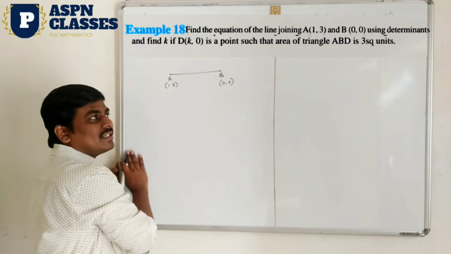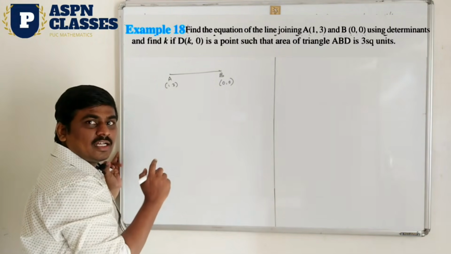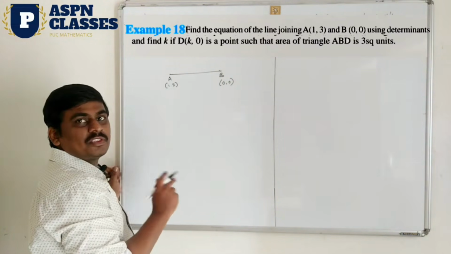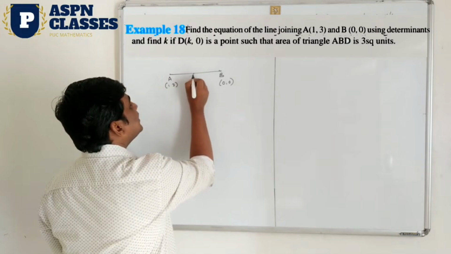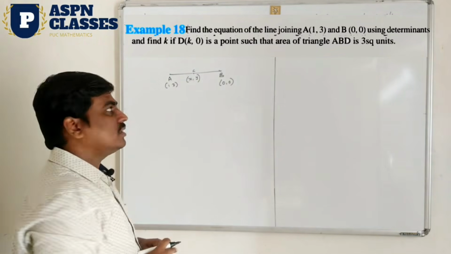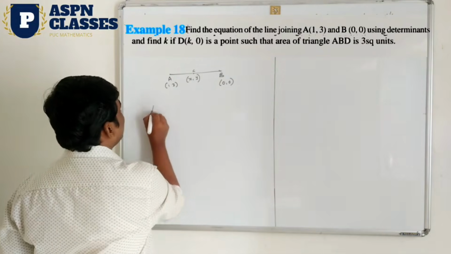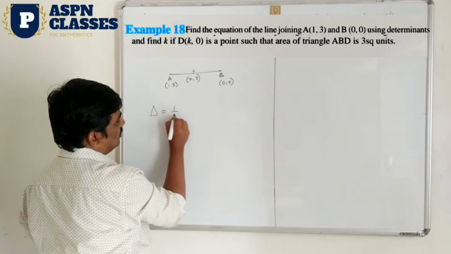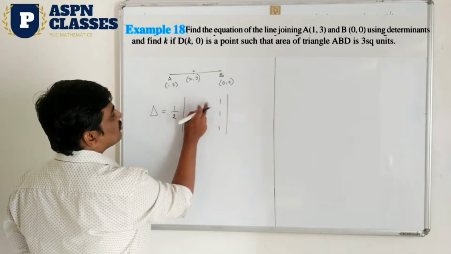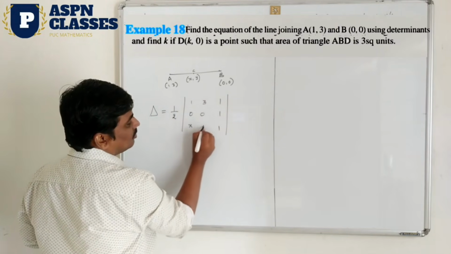Using determinants means you know the triangle area formula, so how to apply it here. For the area of a triangle, three points are required, so I am going to take one more point, C, denoted as (x, y). Now consider triangle ABC, what is the area? 0 only. So the determinant is 1 by 2, last column 1 1 1, and the first point 1 comma 3, second 0 comma 0, third point x comma y.